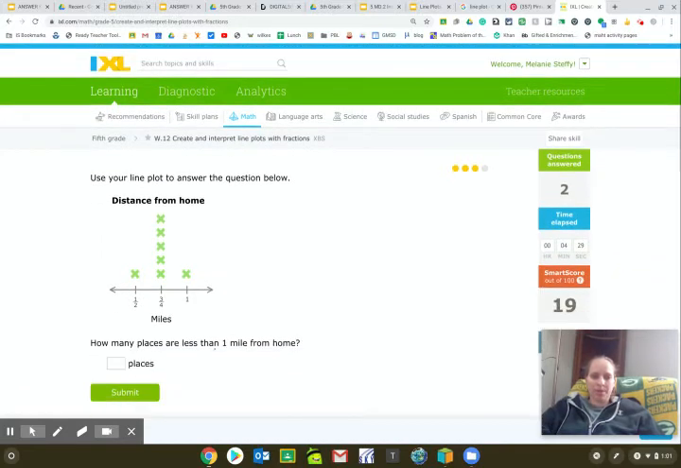Here's another question. How many places are less than 1 mile away from home? So this is the same information that I plotted before. In this case, I want less than a mile, which means it doesn't include a mile. So how many places here? I just have to count the X's because the X represents the places. So that was 5 and that was 1. So there's a total of 6 places.